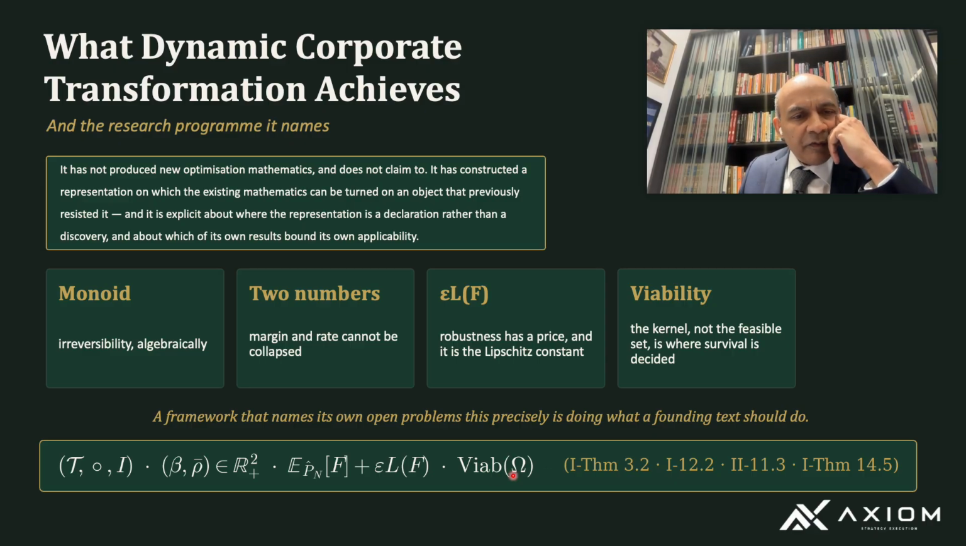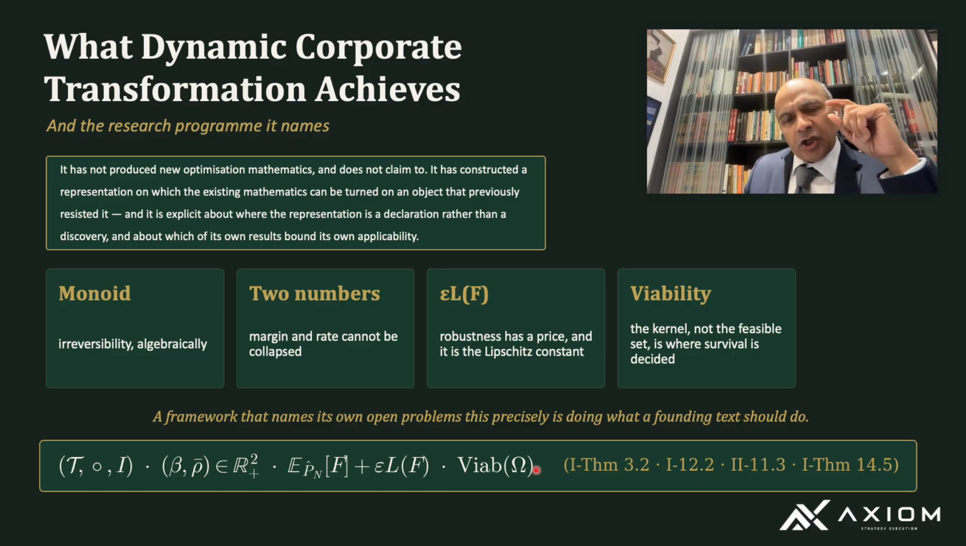The viability kernel is represented here, sigma being the feasible enterprise region, and Viab of sigma being the states from which some admissible policy can keep the enterprise feasible indefinitely. So the four objects are transformation structure, resilience profile, distributionally robust value, and sustainable feasible state set.